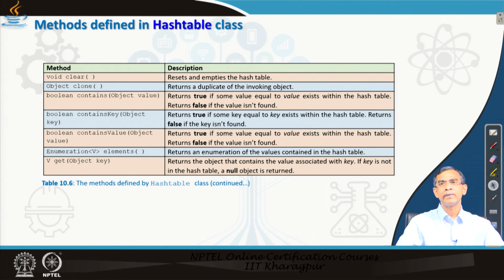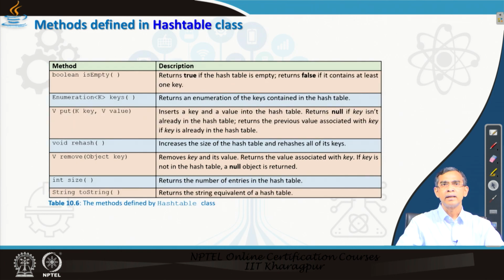Now, the methods are very similar to the Map methods that we have already discussed, like clear, clone, contents, contents key, contents value, and then get, and then put, and the method called isEmpty, or whatever it is there. So, those are the very standard methods by which you can access elements, modify the entries in the collection, and then know the different status or traverse the collection.